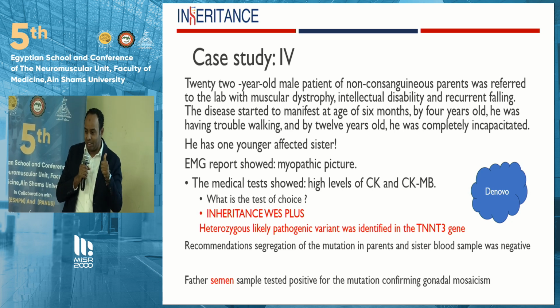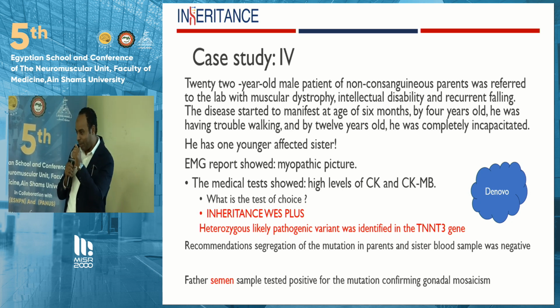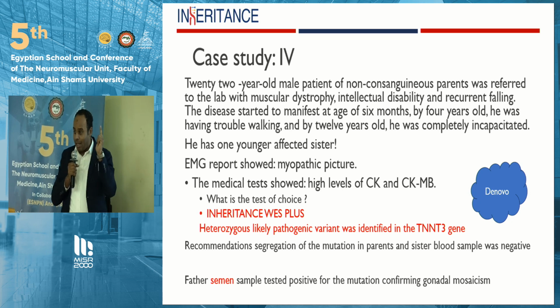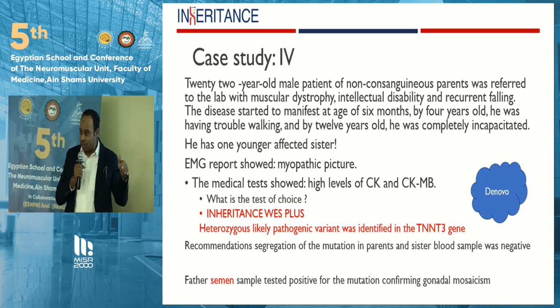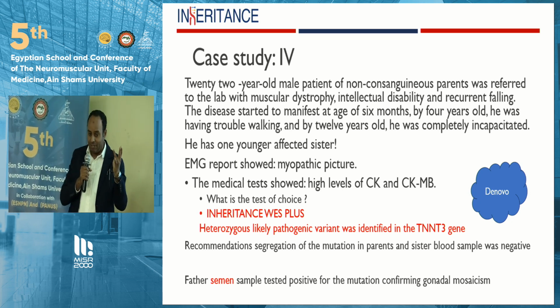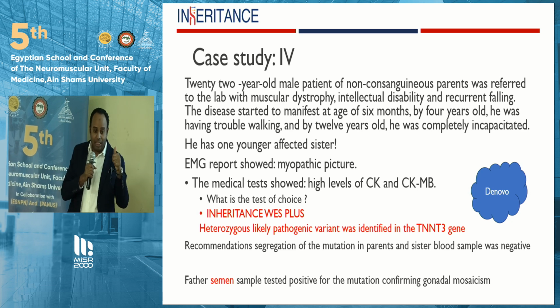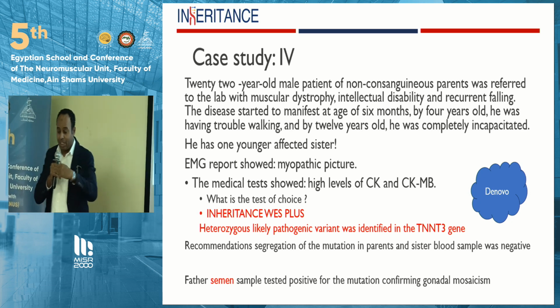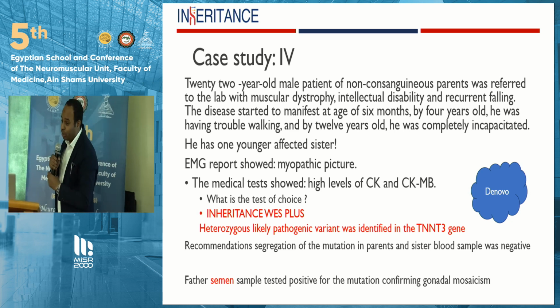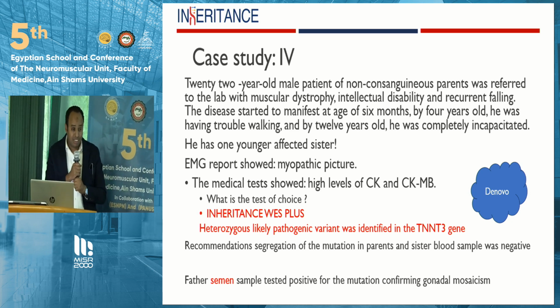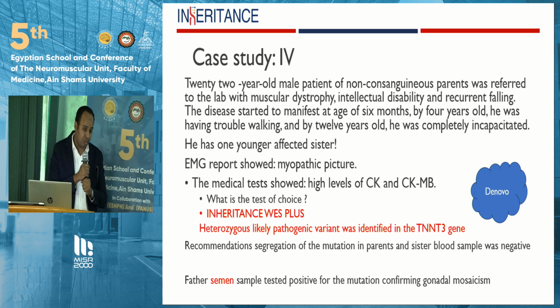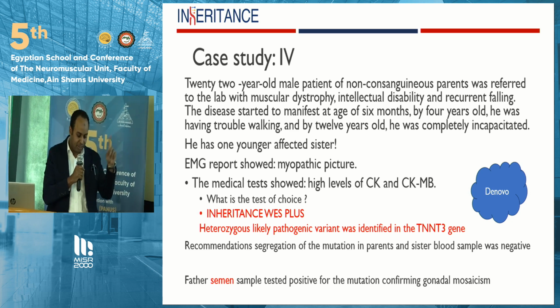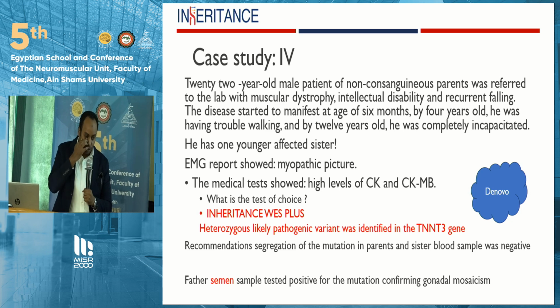The mutation is present in the male, and the sister has the same mutation, and both father and mother do not have it. If it is de novo, it should not happen again in the sister, right? But if it happens again, most likely it is gonadal mosaicism. So the semen test was positive for the father, and we came to a conclusion.